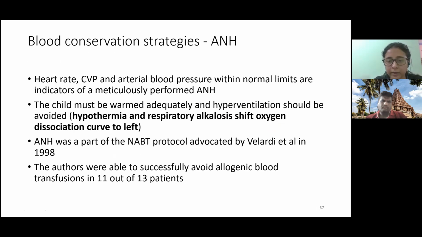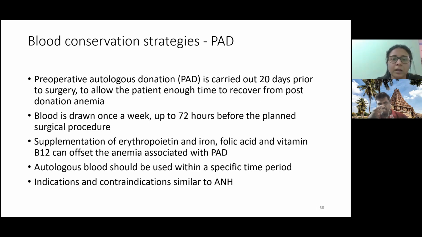So when ANH has been performed meticulously, your heart rate, CVP, and arterial blood pressure should be within normal limits, and the child must be warmed adequately, and hyperventilation should be avoided, because we know that hypothermia and respiratory alkalosis can shift the oxygen dissociation curve to the left and reduce offloading of oxygen to the tissues. ANH was part of the NABT protocol that we discussed earlier, in which case the authors were able to successfully avoid allogenic blood transfusions in 11 out of the 13 patients which they included.